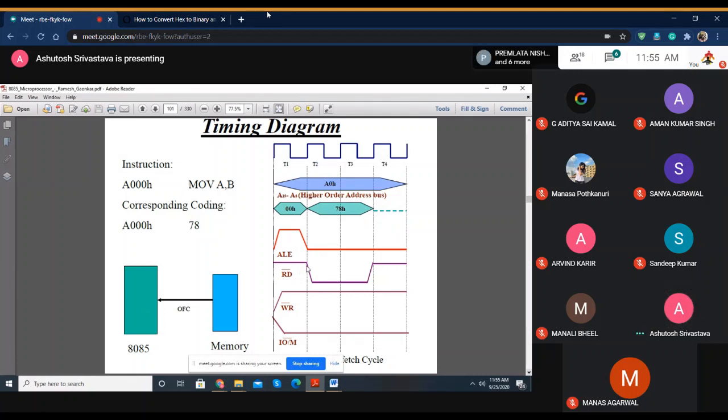Similarly, for read and write statements, please note down this.